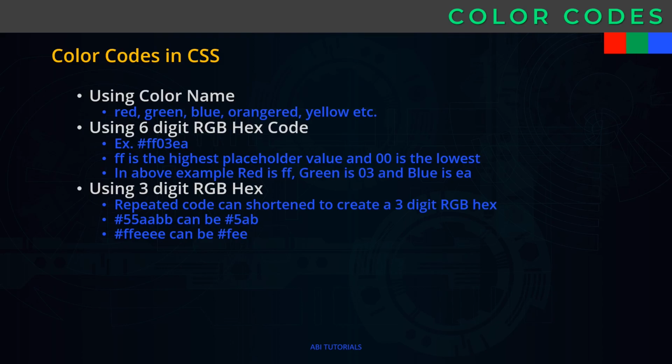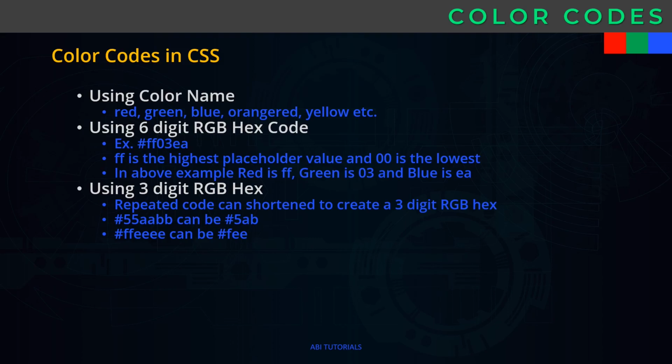The second method is to use a 6-digit RGB hex code prefixed with a hash symbol. The first two characters indicate the placeholder for color red. The next two characters are the placeholder for green. And the final two characters are the placeholder for the color blue. FF is the highest value for a color and 00 is the lowest value. In the given example, the color red is given the value FF, green is given the value 03 and blue is given EA. This combination will give you a purplish color.